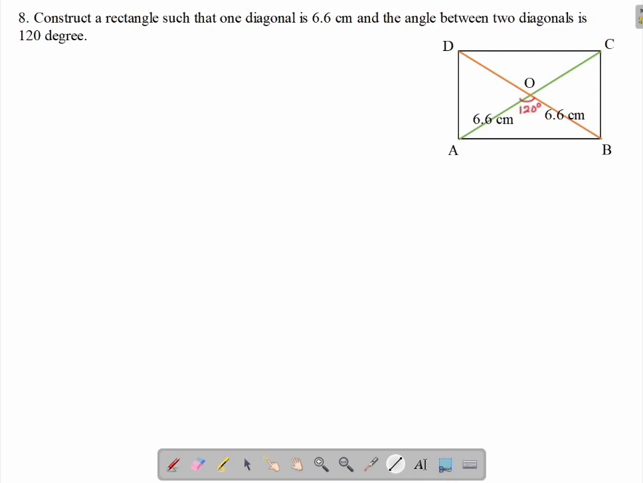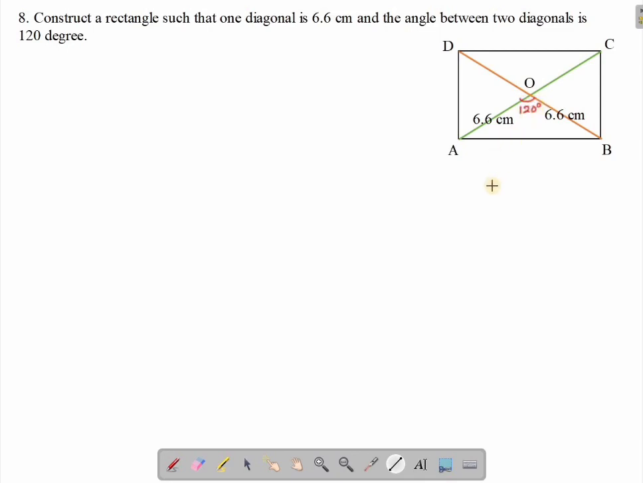So basically in the rectangle what happens is whichever diagonal you take, both will be of same measurement. It means that the diagonals will be equal in rectangle. So that's why your AC is also 6.6 and your BD is also 6.6. But here the angle between the diagonals should be 120 degree.